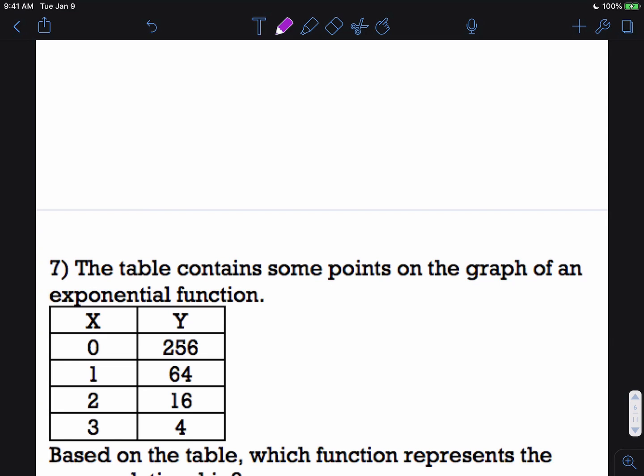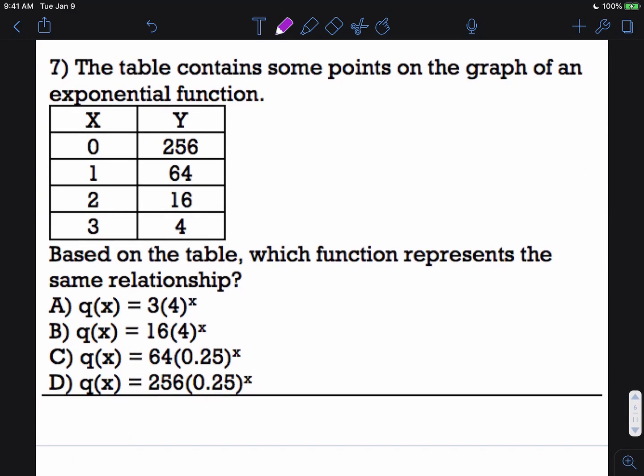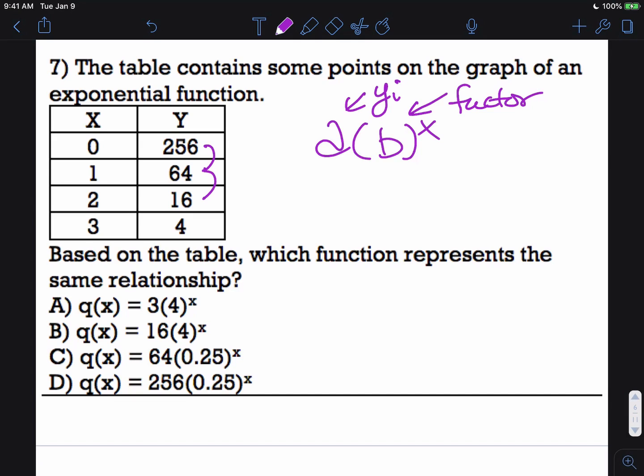The table contains some points on the graph of an exponential function. Based on the table, which function represents the same equation? So first thing, I'm going to realize that the numbers always are set up in this way. This is going to be my y-intercept. This is going to be my factor of change. So I see here that they're going down. I see we started at 256.